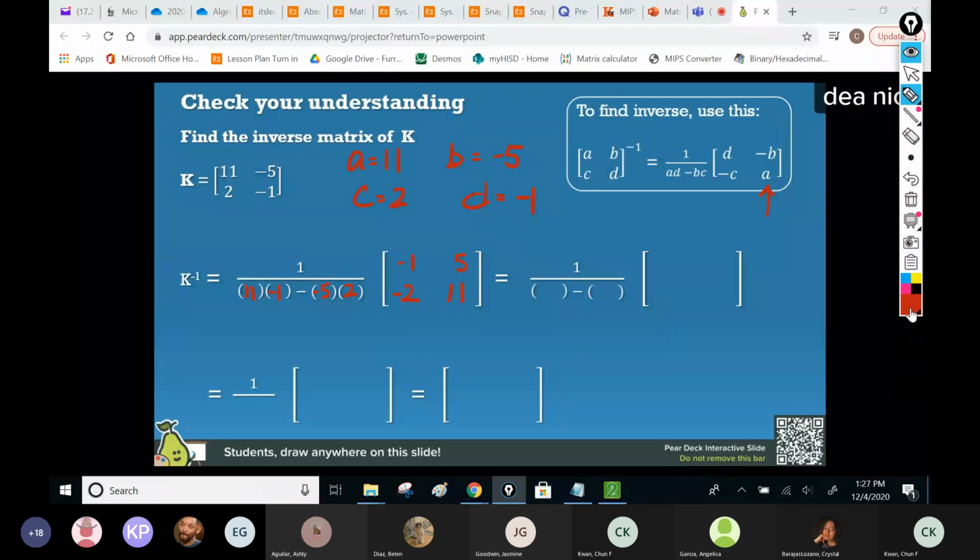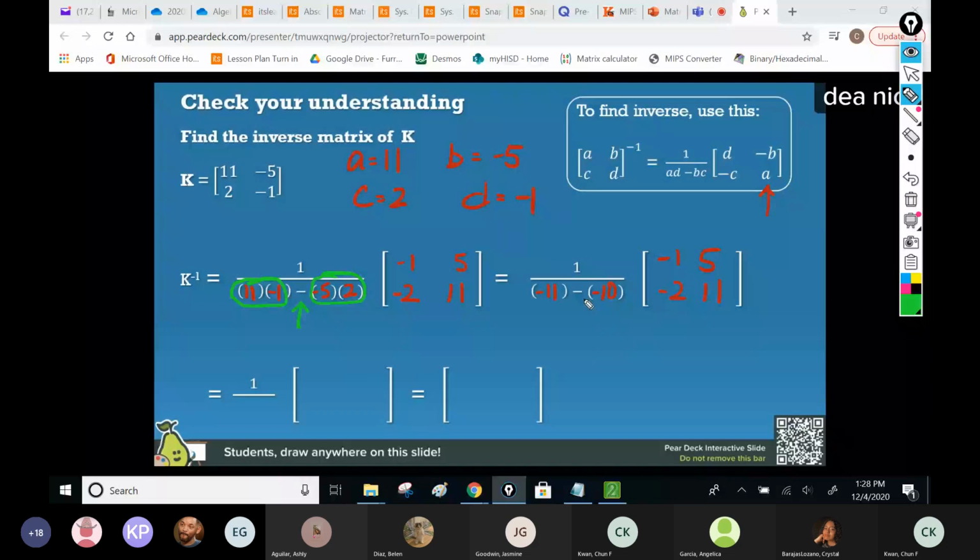All right, now we're going to solve the denominator. We'll do the multiplication first. So 11 times -1 is -11. For now, forget about the minus sign. Do the multiplication back here: -5 times 2 is -10. And then keep the matrix the same.